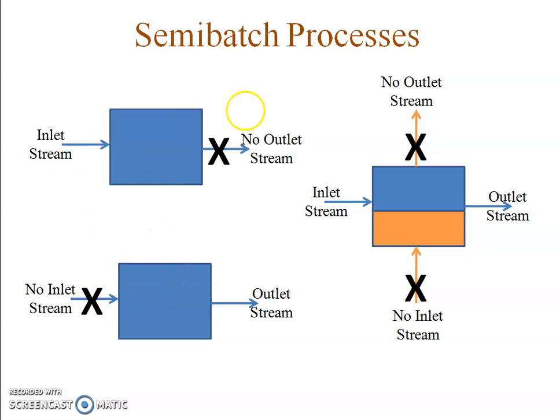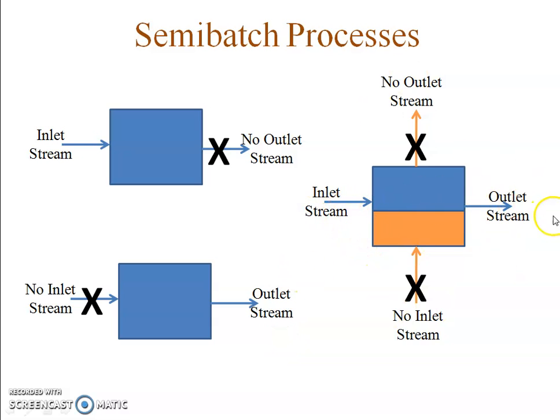Another type of operation is where you don't have an inlet stream but there is continuously an outlet stream. For example, in dryers, solid is first loaded like a batch, but when it is heated, water is removed. So there is a continuous outlet stream but no inlet stream. None of the material is coming inside the reactor, but material is definitely going out of the reactor.